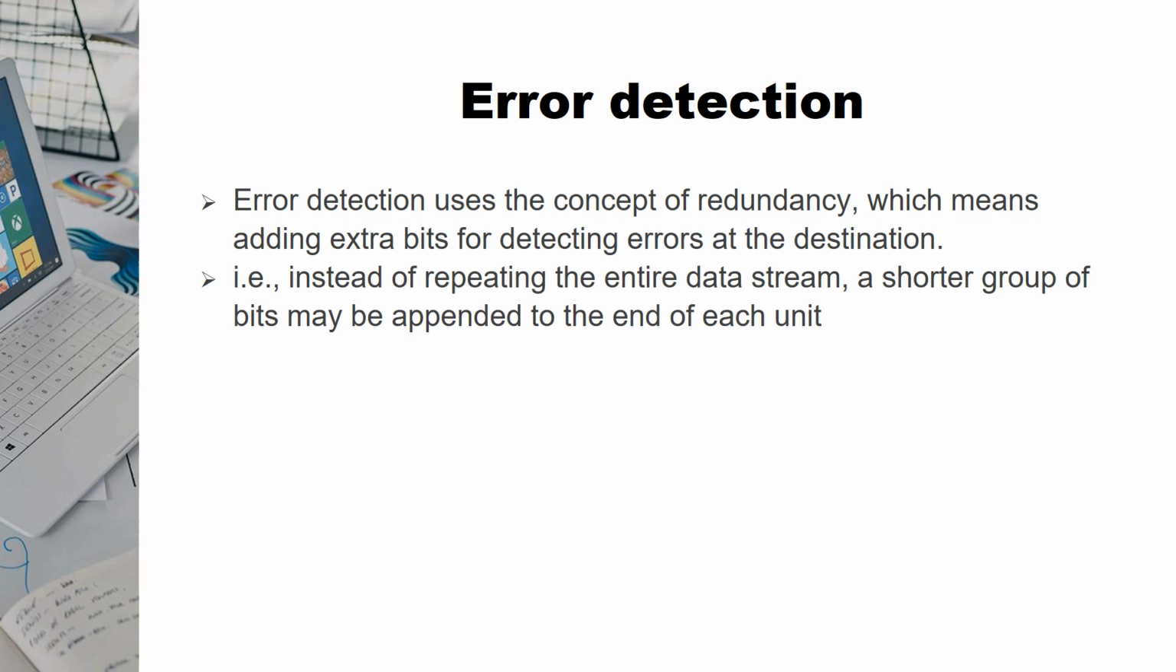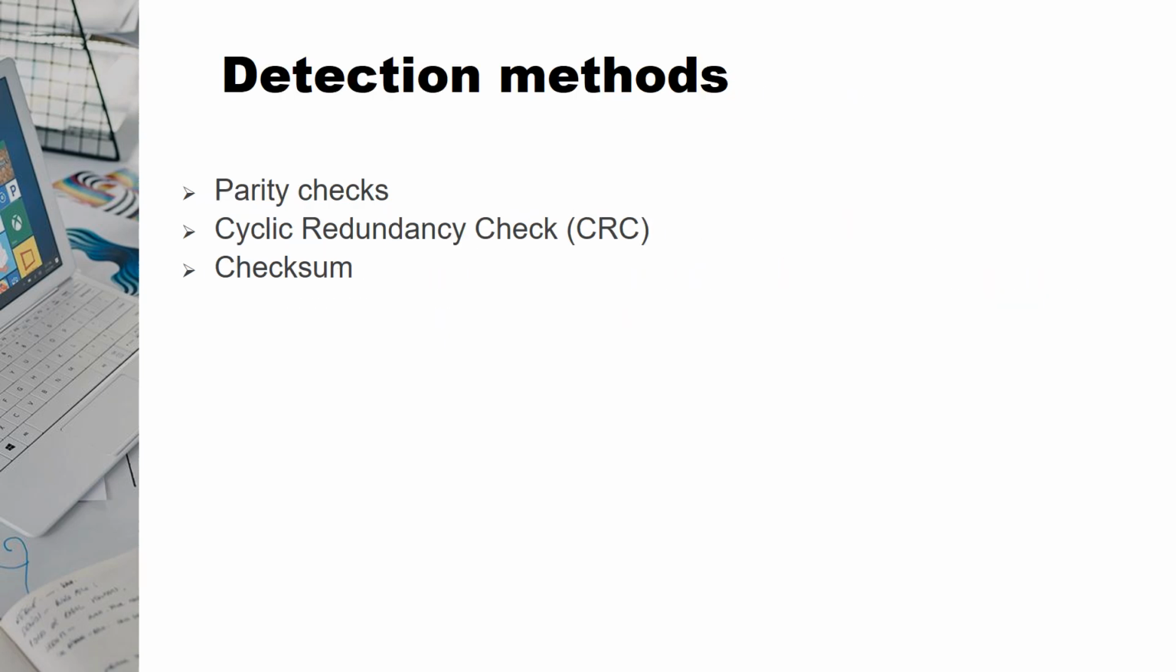There are several error detection methods, but I mentioned parity checks, then cyclic redundancy check, then checksum, and I'm going to explain them in the following. So here are the detection methods that I'm going to explain.